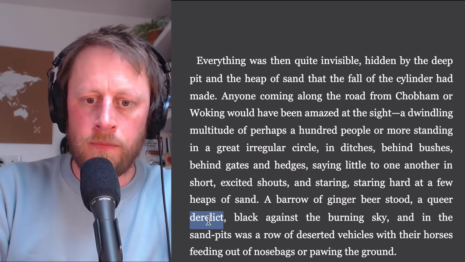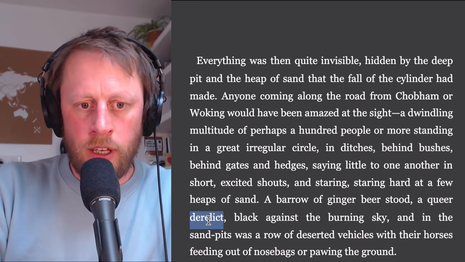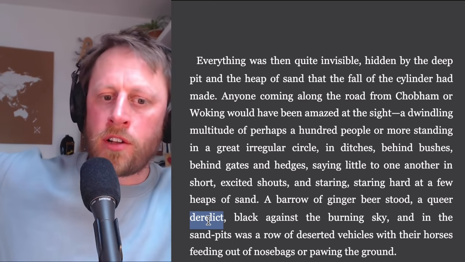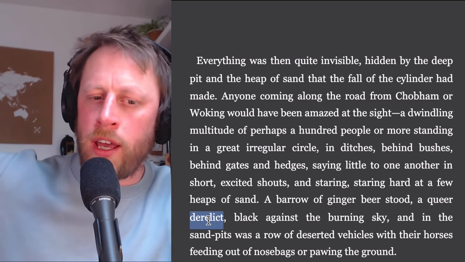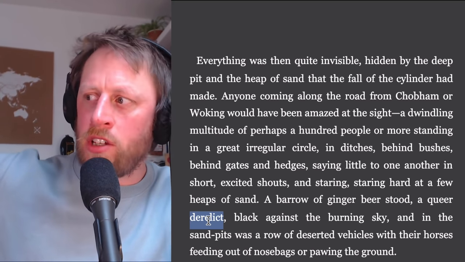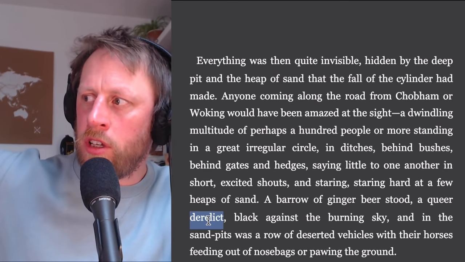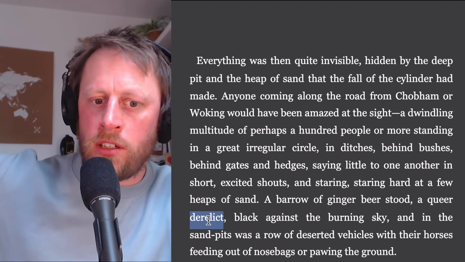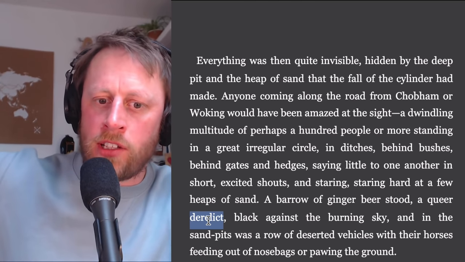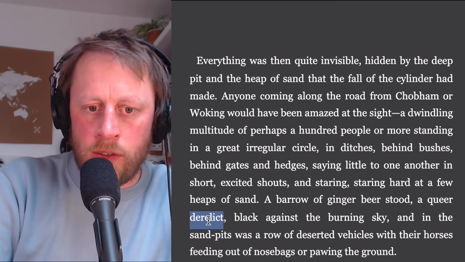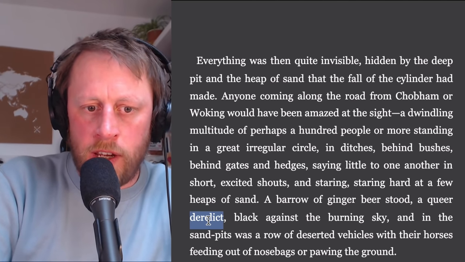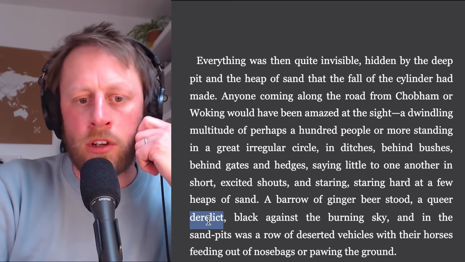It's been abandoned. Maybe it's damaged or something. So this sort of cart with ginger beer in it stands like a queer derelict, like a strange, abandoned machine, black against the burning sky, silhouetted. And in the sandpits was a row of deserted vehicles, with their horses feeding out of nosebags or pawing the ground.